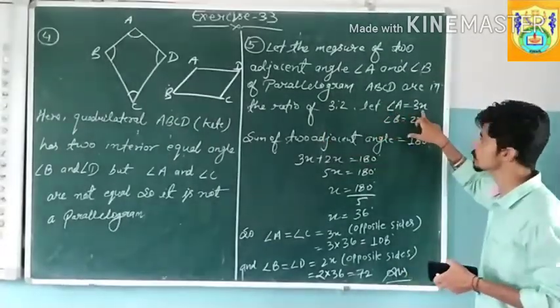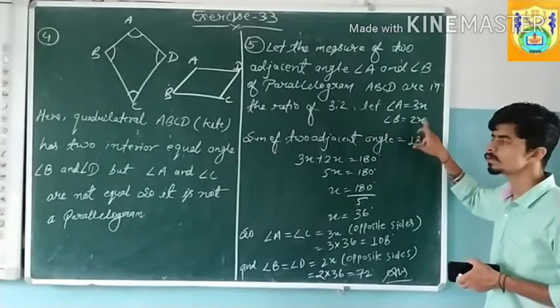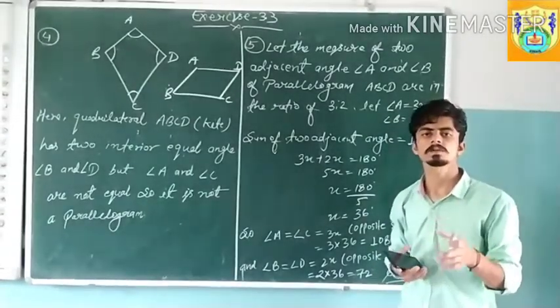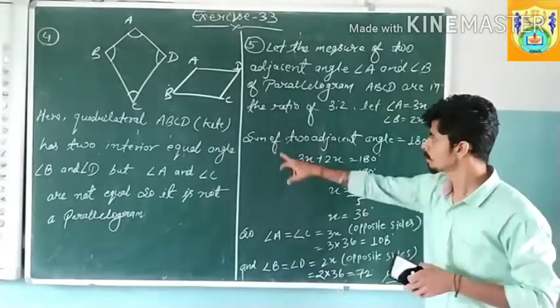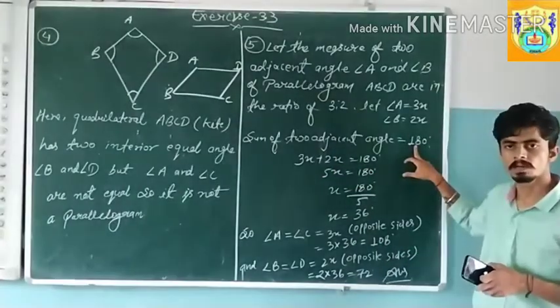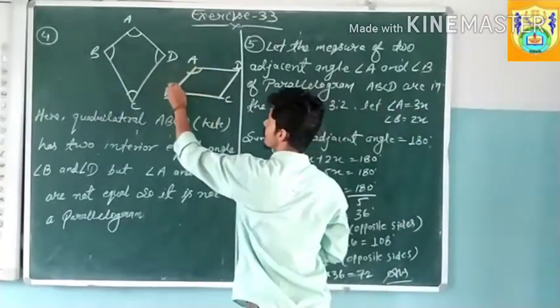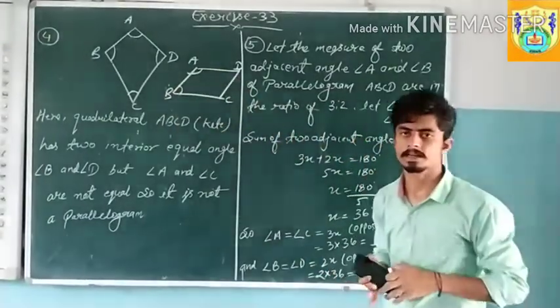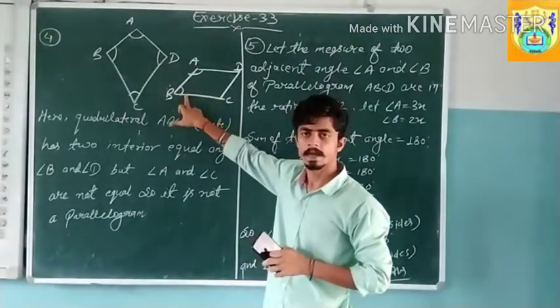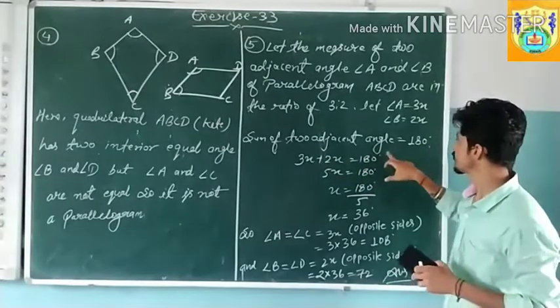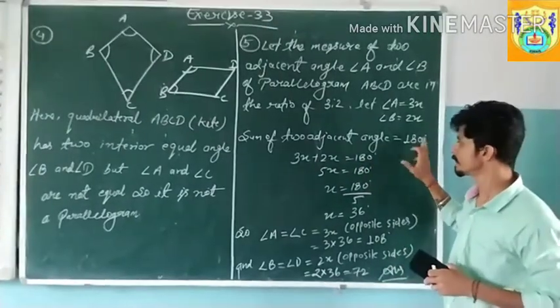That's why A is equal to 3x and B is equal to 2x. As we know, the sum of two adjacent angles is equal to 180 degrees, and as you can see from this diagram, A and B are the adjacent angles. That's why the sum of angle A and angle B should be 180 degrees. So angle A plus angle B is equal to 180.